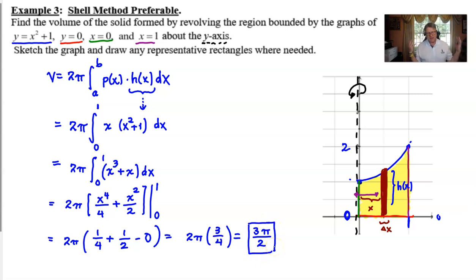And that's what this volume would be of this shape that would probably look, I don't know, kind of something like this, I suppose, once all is said and done, but it's kind of difficult to draw this in a three-dimensional fashion. But that's nonetheless the volume, and much, much easier if we're doing the shell method.